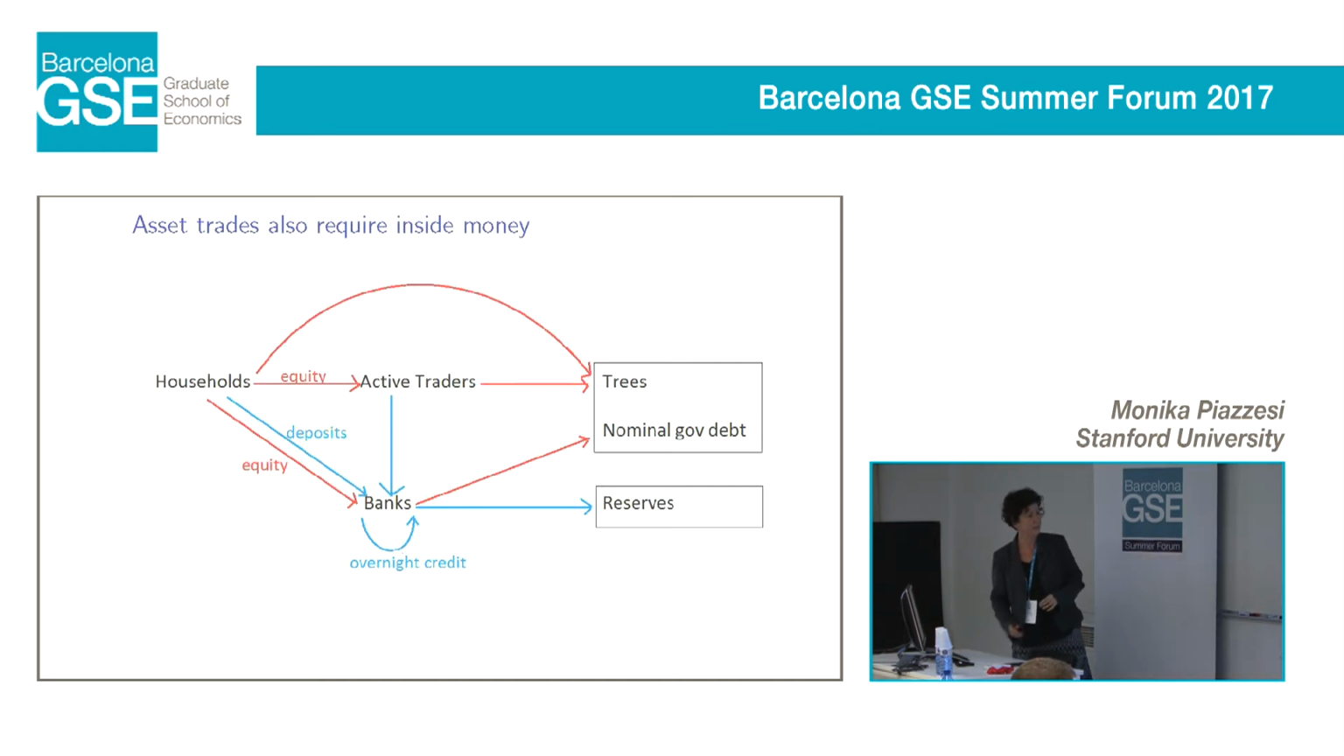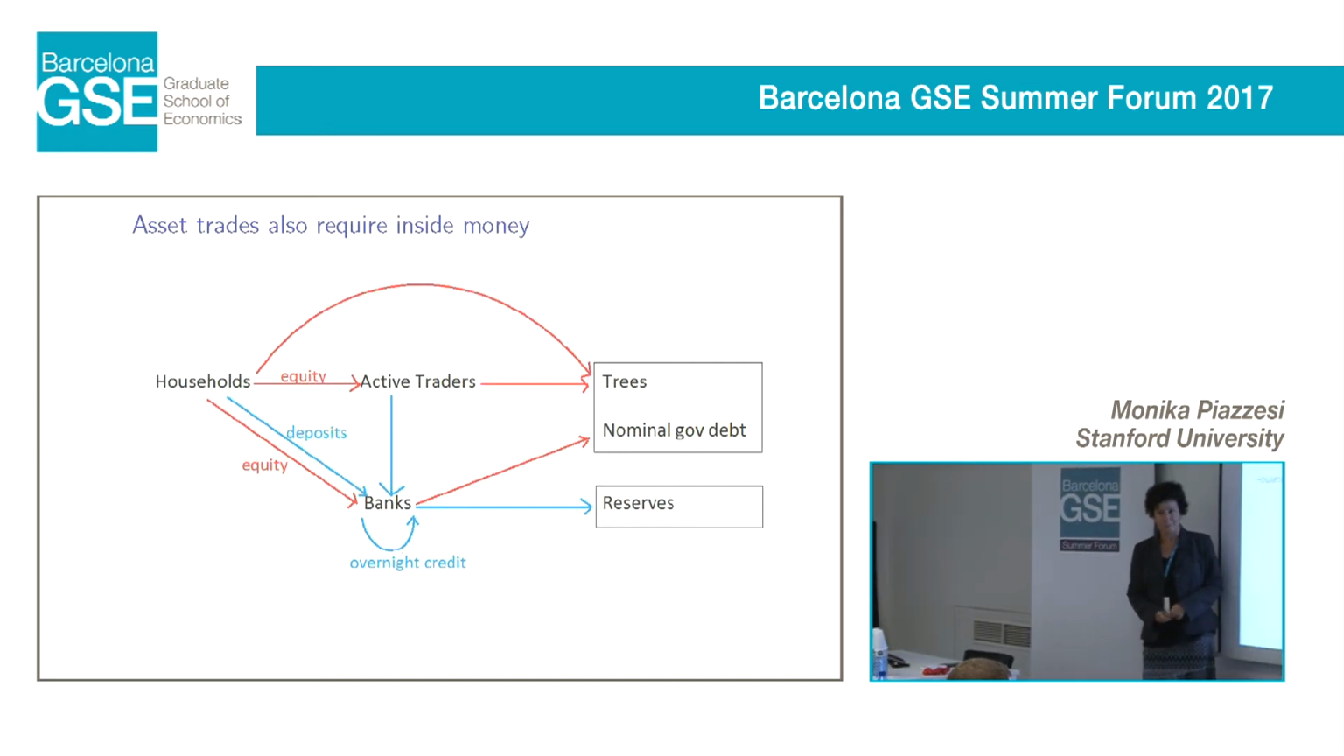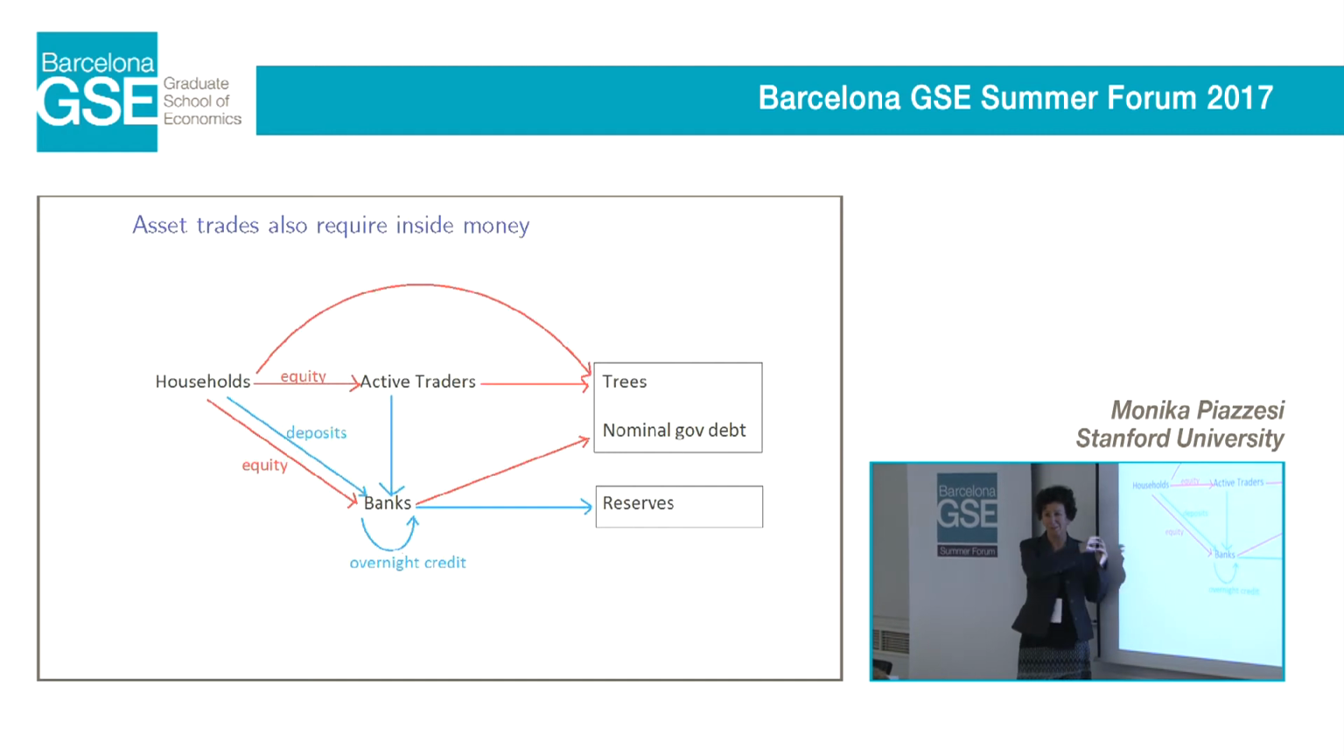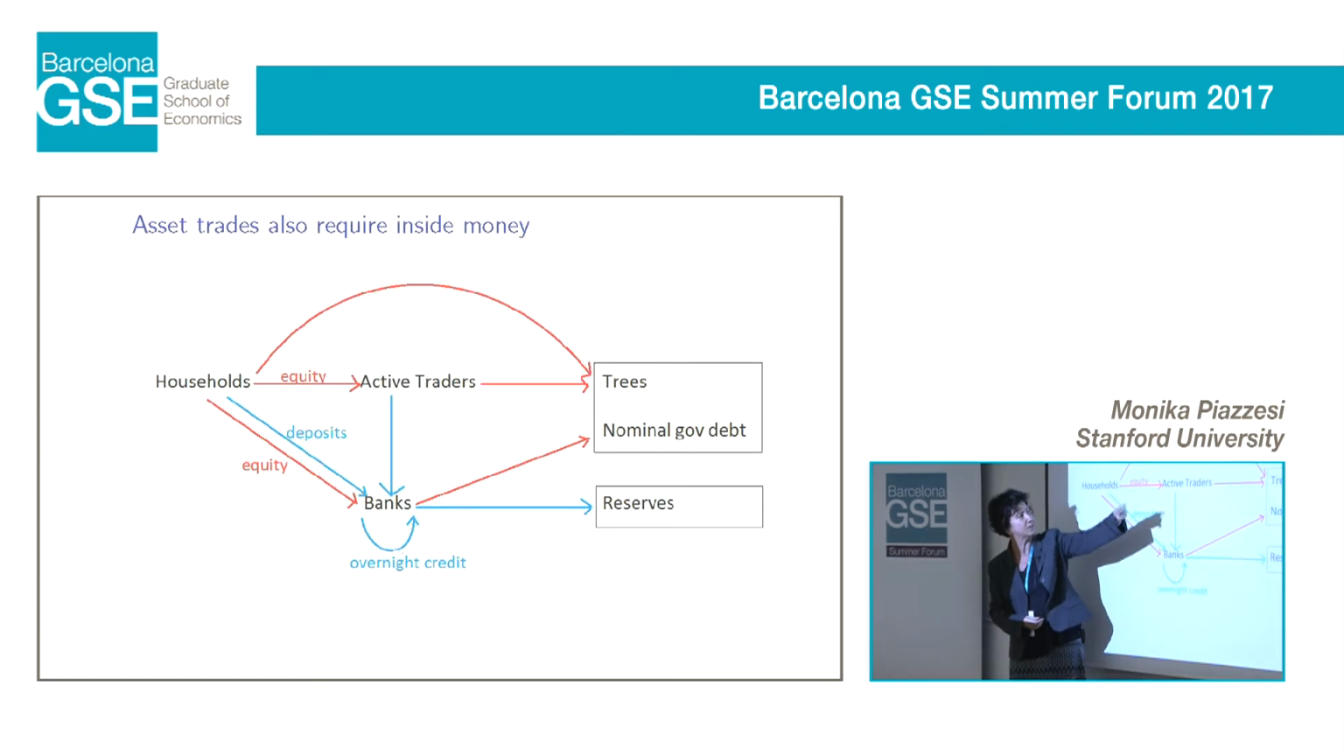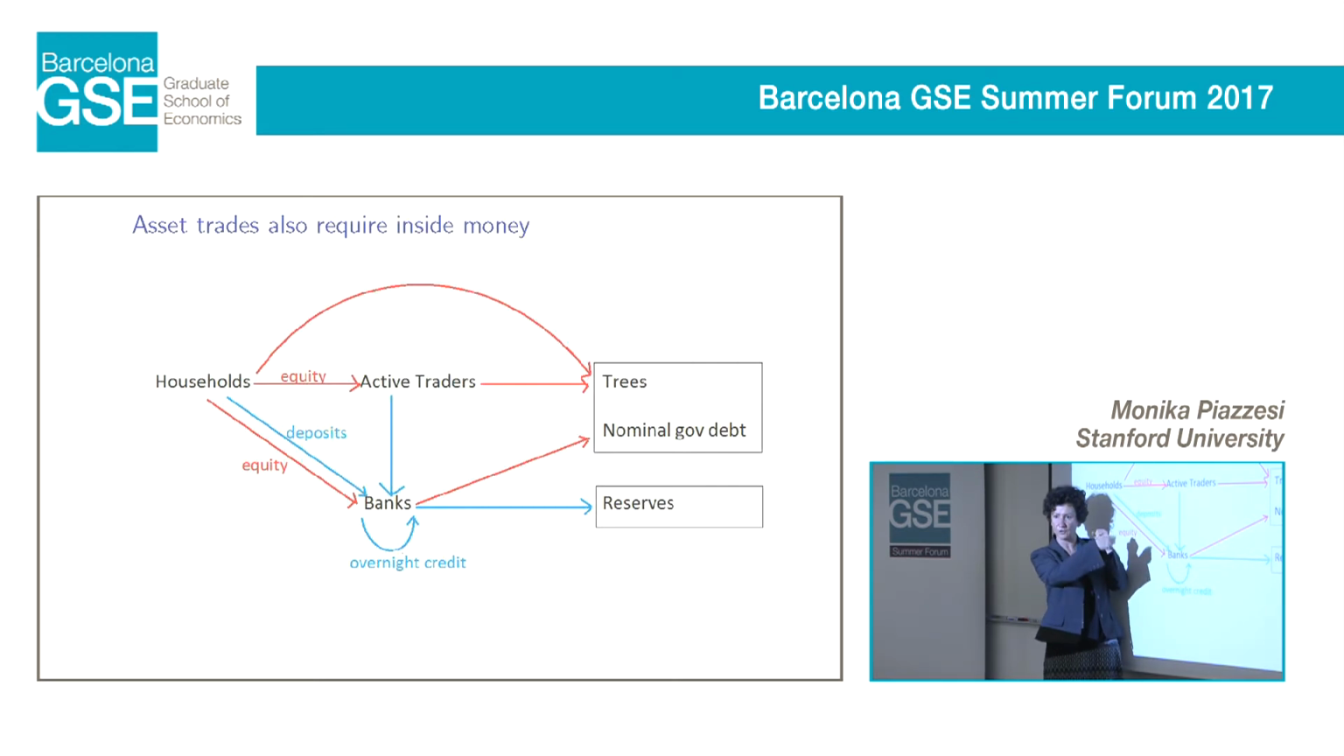Let me briefly mention that the second big component in this model is asset trading. We wanted to have active traders that trade in trees and that households have equity in. These traders will trade trees and also hold bank deposits. They will need bank deposits to make payments for buying and selling trees.